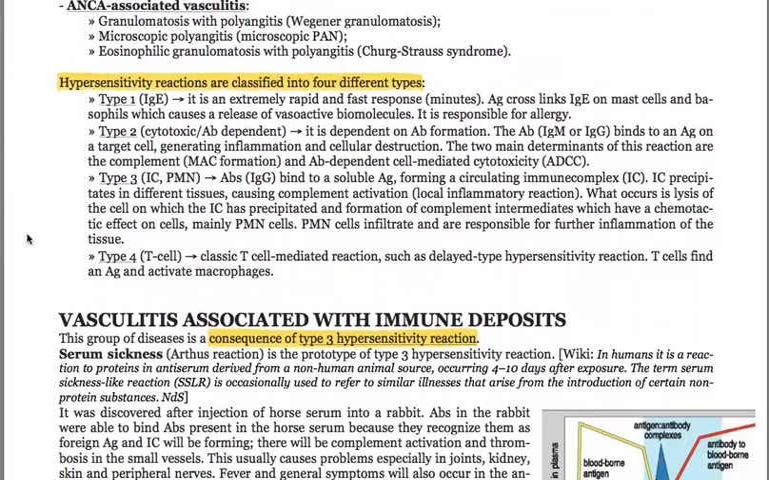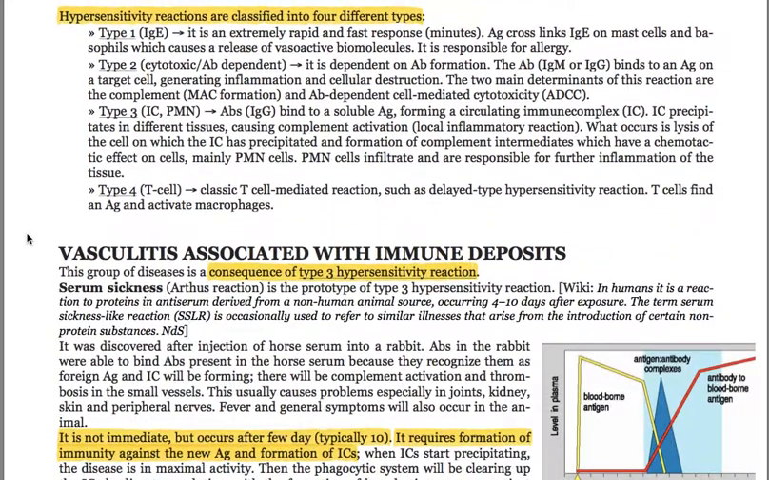We have hypersensitivity reactions that are classified into four different types. Type 1, IgE, is an extremely rapid response, in minutes. Antigens cross-link IgE on mast cells and basophils, which causes a release of vasoactive biomolecules. It is responsible for allergy.